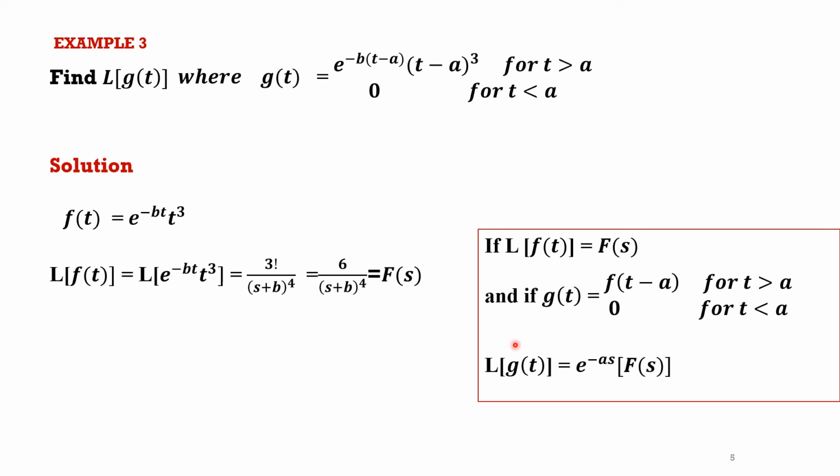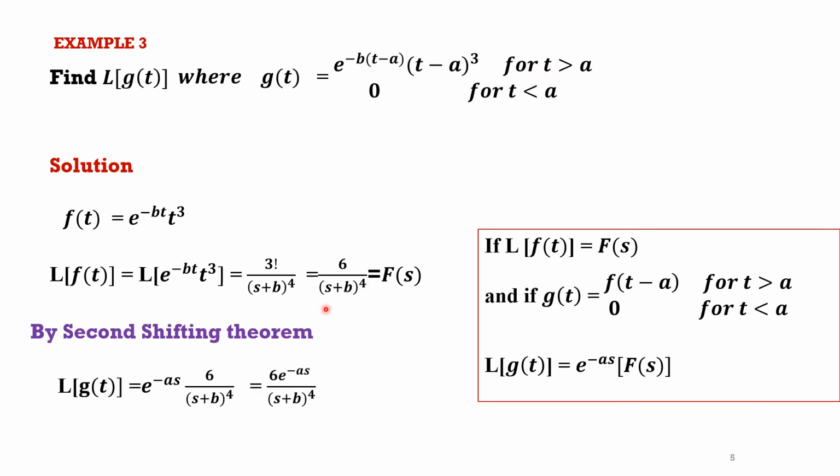So now we have got f of s. A is already equal to a. So from second shifting theorem, we can write e raised to minus as into this answer. Okay, so here we are applying the second shifting theorem to get L of g of t. But to get L of f of t, we have to make use of first shifting theorem because t cube is multiplied by e raised to minus bt. So in this problem, L of g of t will become 6 e raised to minus as upon s plus b whole raised to 4.